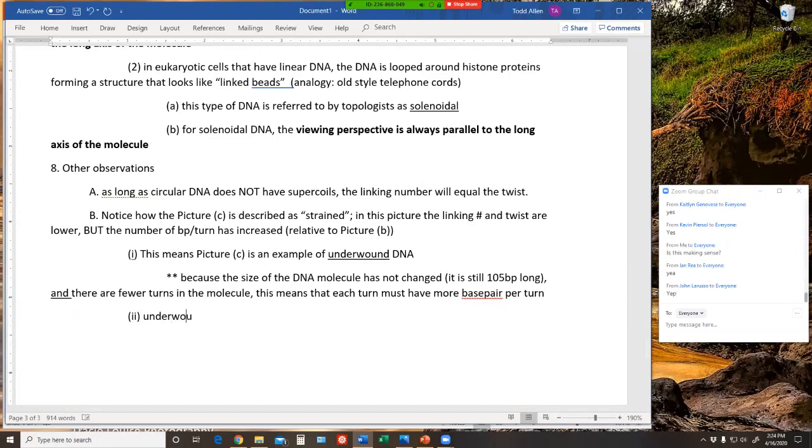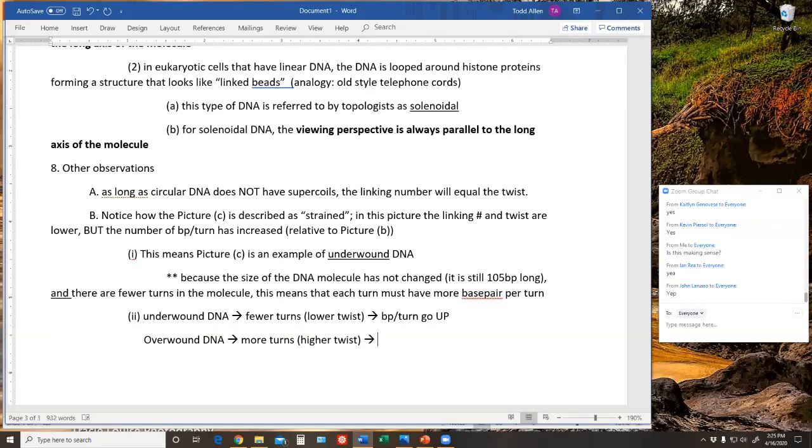Underwound DNA leads to fewer turns, meaning it has a lower twist. And the implication of that is that the base pairs per turn have to go up. You can also have the opposite scenario where you have overwound DNA. Overwound DNA, you have more turns, meaning the twist is higher. So you get a higher twist.